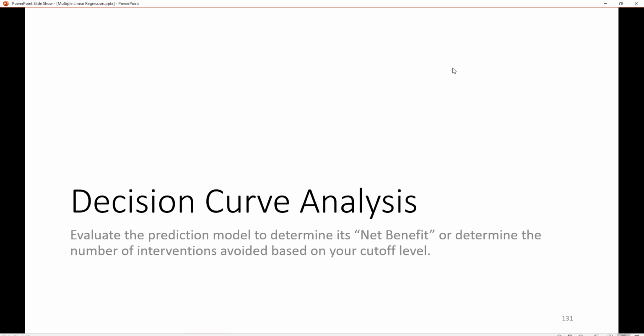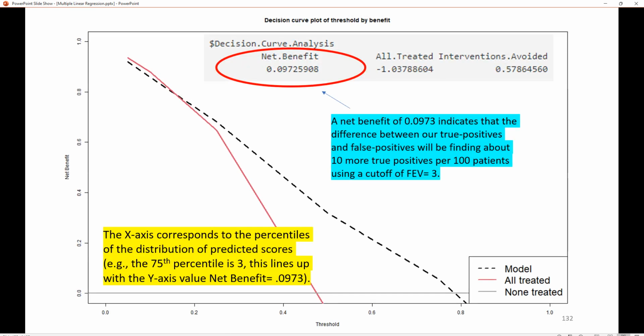Okay. And so that brings us to what's called a decision curve analysis, and we want to evaluate the prediction model, determine its net benefit, or determine the number of interventions avoided based on our cutoff level. And so the dashed black line shows what the net benefit is when using the model. The red line represents treating all patients, and the horizontal gray line towards the bottom, that would be none treated. In other words, we don't do any interventions.